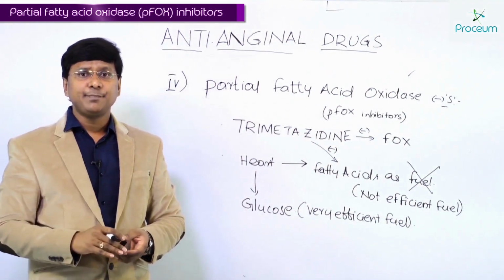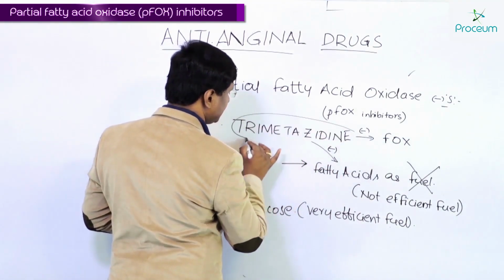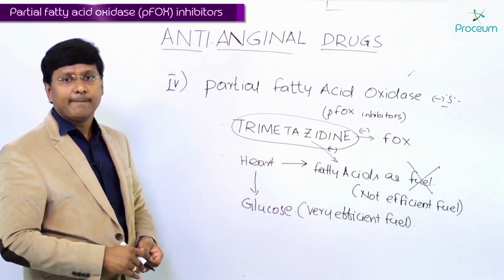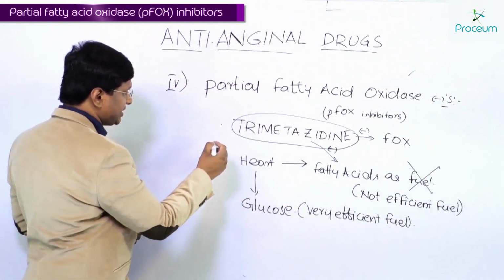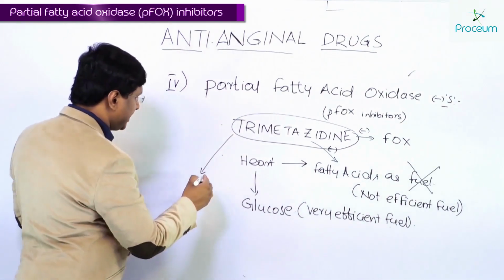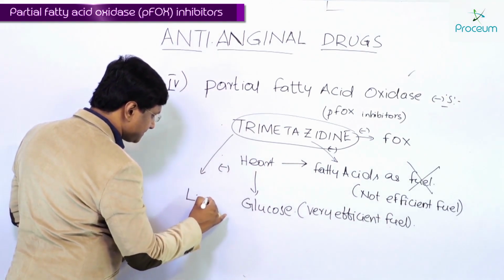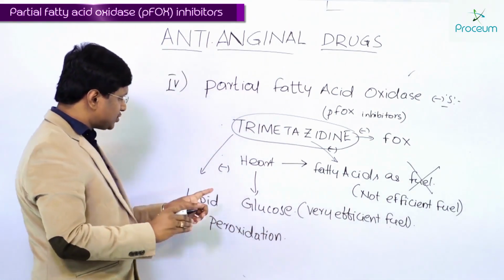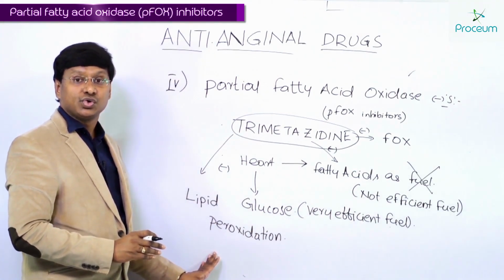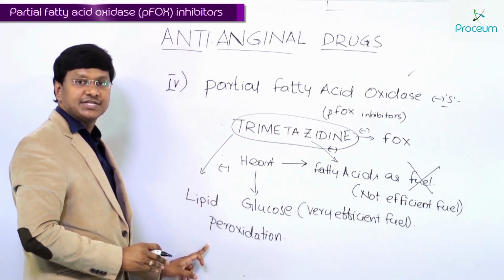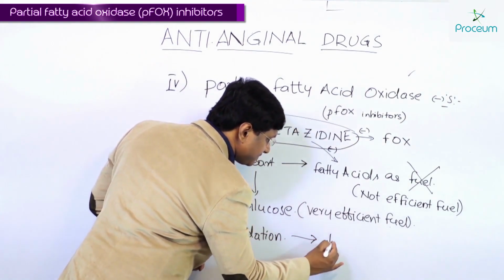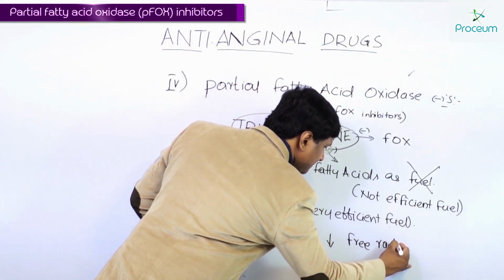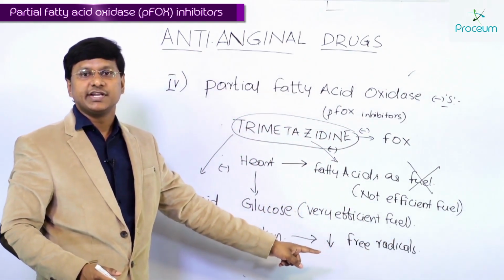Now the other important advantage of trimetazidine: it is inhibiting the oxidation of the fatty acids, and by inhibiting this fatty acid oxidation, it is also inhibiting the lipid peroxidation. When trimetazidine inhibits the lipid peroxidation, this will reduce the generation of the free radicals.